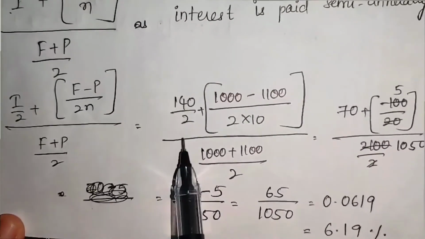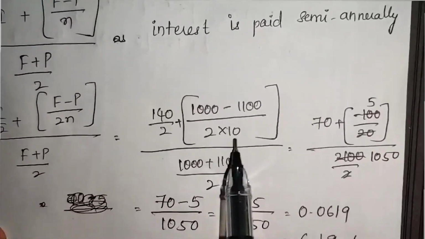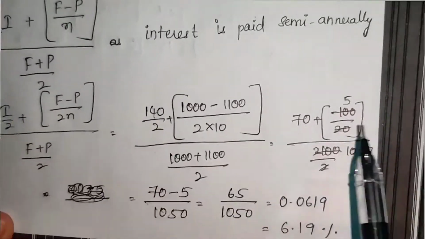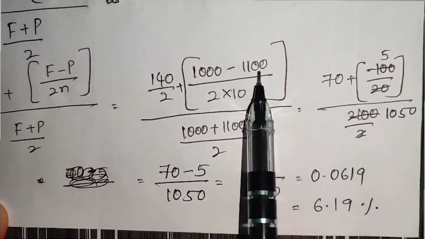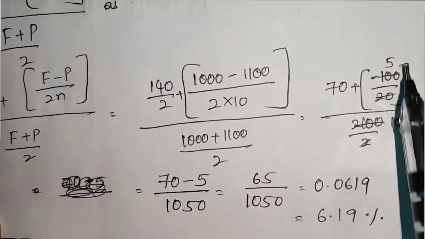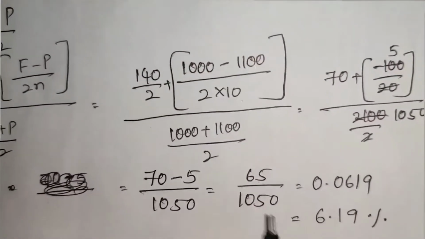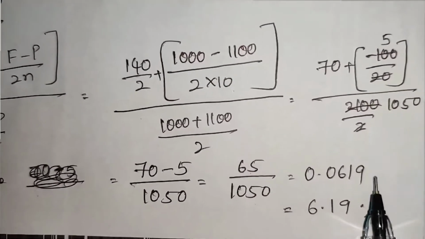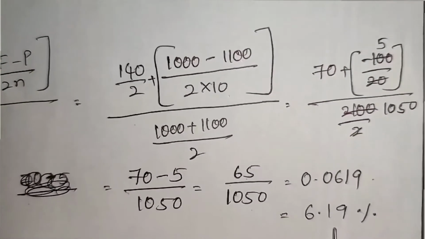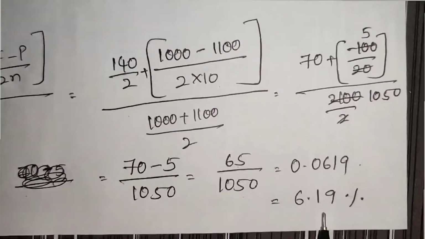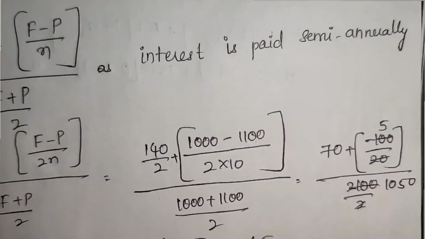So that is equal to 140 by 2 plus (1000 minus 1100) by (2 into 10). By simplifying this, we get 70 plus (1000 minus 1100, which is minus 100) by 20, that is minus 5. So 70 minus 5 is 65, and the average of the two is 1050. By simplifying this, we get 0.0619, which multiplied by 100 is 6.19 percent. So the yield to maturity by using the approximation formula is 6.19% for this given bond.